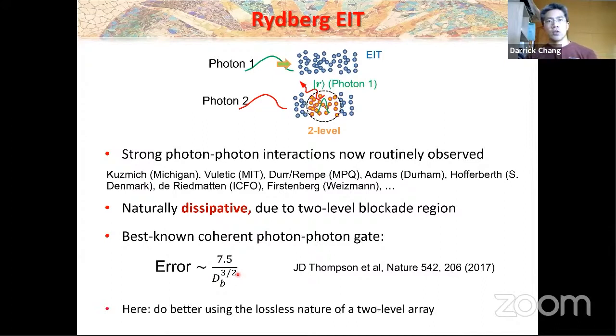So here what we want to try is to implement some kind of similar gate, but using the intuition that if I go to an array, this two-level medium within the blockade radius is no longer dissipative, right? Because my two-level array can't scatter photons into random directions anymore. And so if I have a system where my two-level medium is fundamentally lossless, then maybe I can realize a better error scaling compared to disordered ensembles in free space.